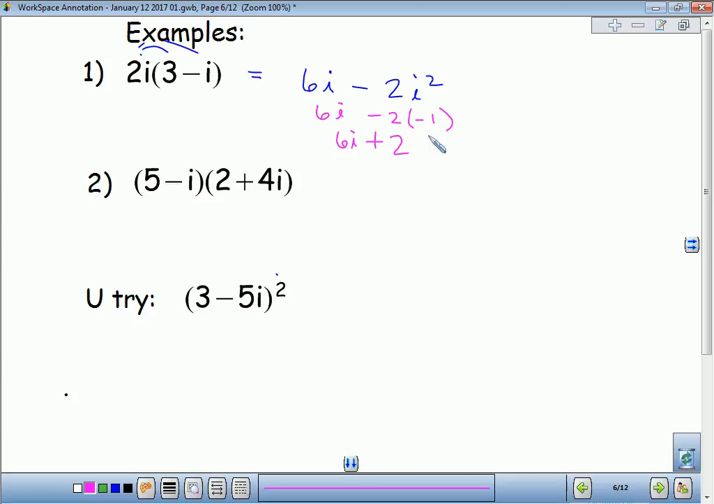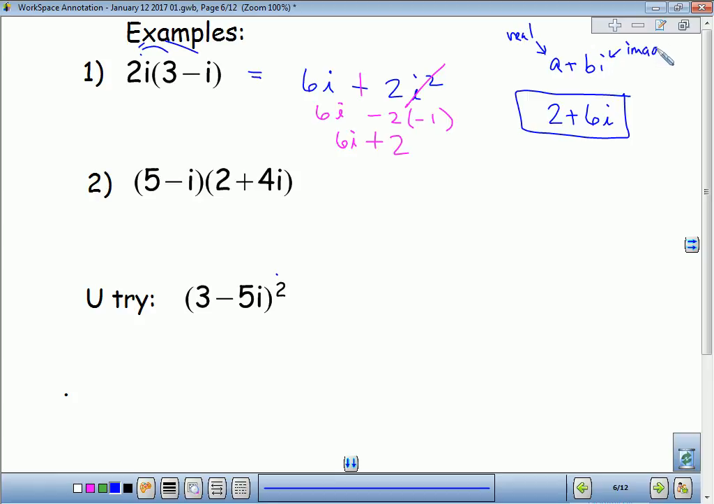Now, because I know, and you know, that multiplying by negative 1 just changes the sign, we could just take a shortcut and change the sign. Because multiplying by negative 1 just changes the sign. Now, this is not my answer. Because when I deal with complex numbers, I always write the answer in a plus bi form. So it's 2 plus the 6i. The answer would be 2 plus 6i. Yes, it would. Always write it in that form. Always write it with the real part first, the imaginary part second. That is the form for a complex number.